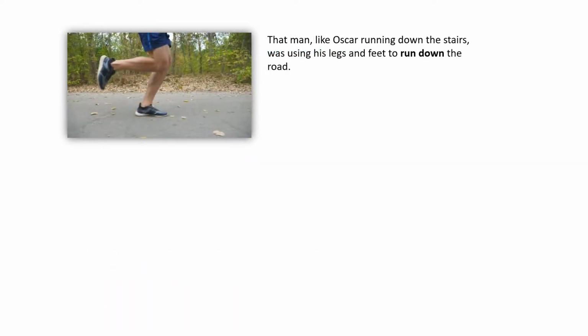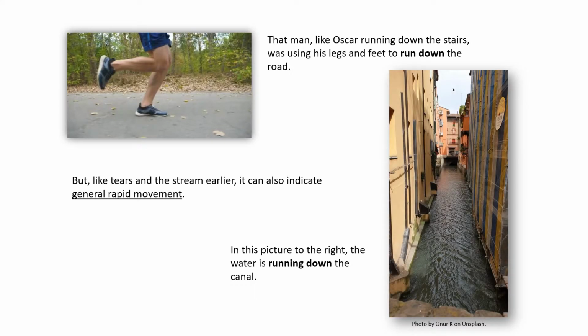That man, like Oscar running down the stairs, was using his legs and feet to run down the road. But like tears and the stream earlier, it can also indicate general rapid movement. In this picture to the right, the water is running down the canal.